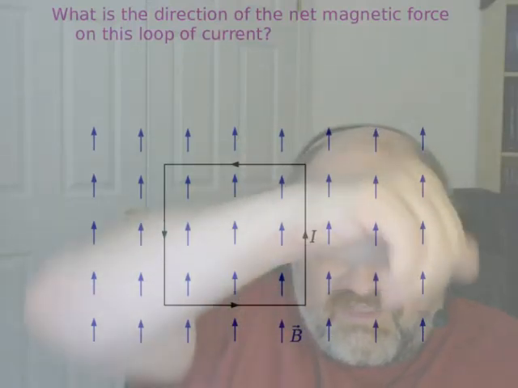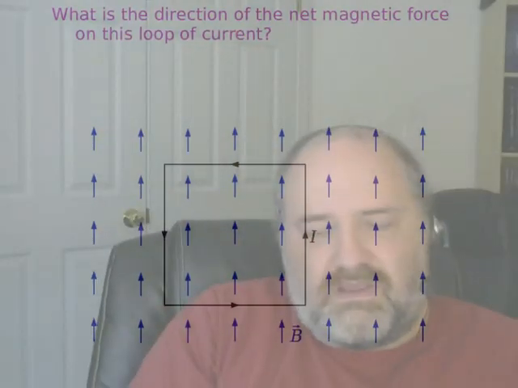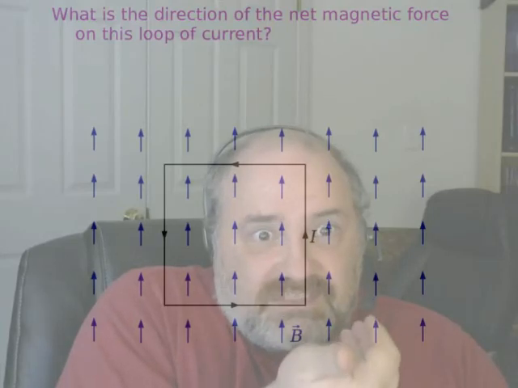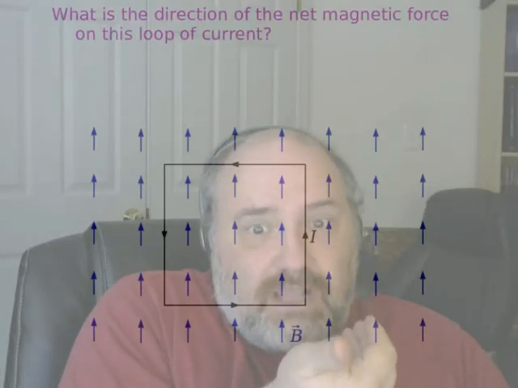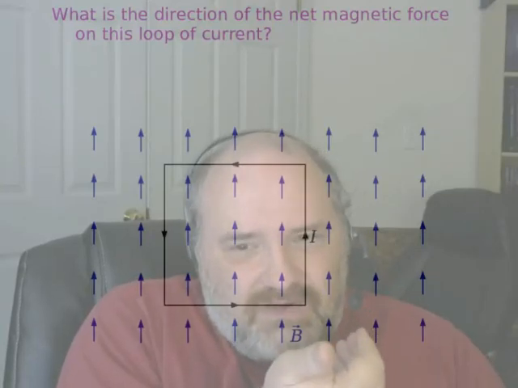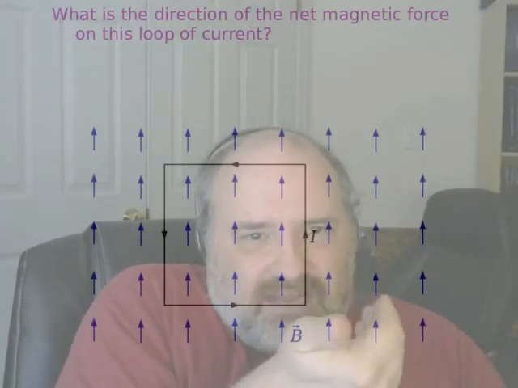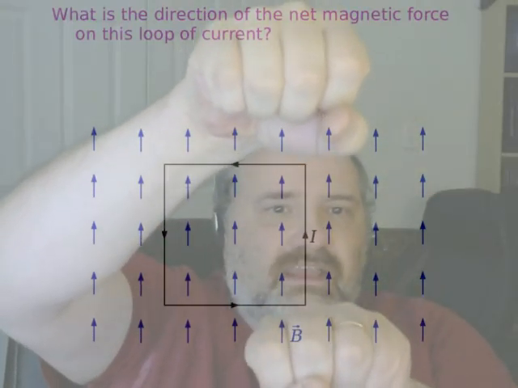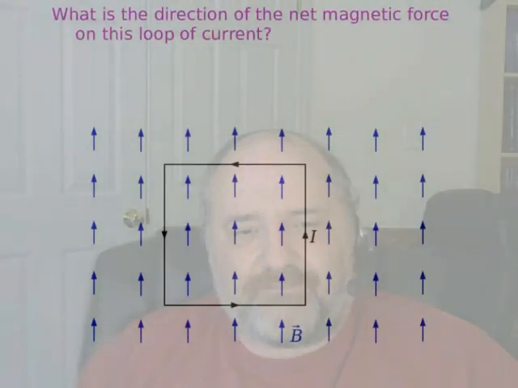And then on the bottom, you have IL going to the right, and a force that is up. So that's a force that's out of the page. So again, the forces are going to cancel out, but there's something here you need to notice. On the bottom, it's out of the page. On the top, it's into the page. That's going to cause the whole thing to want to spin like this. So the whole thing will start to spin. And we'll talk about that a little later.